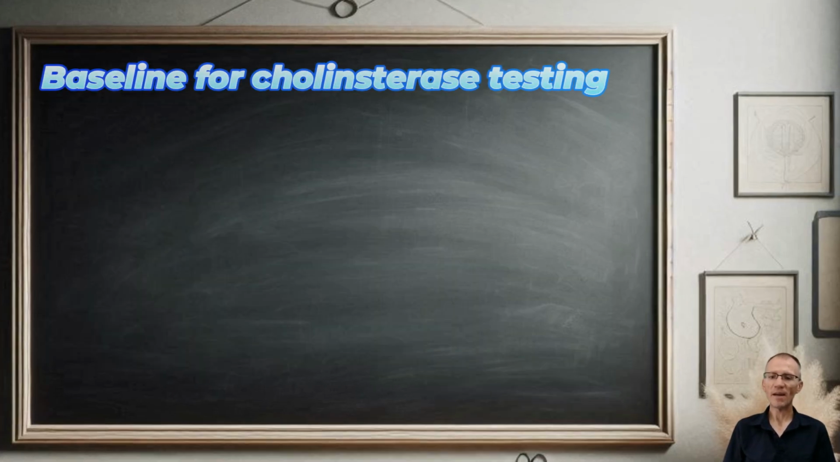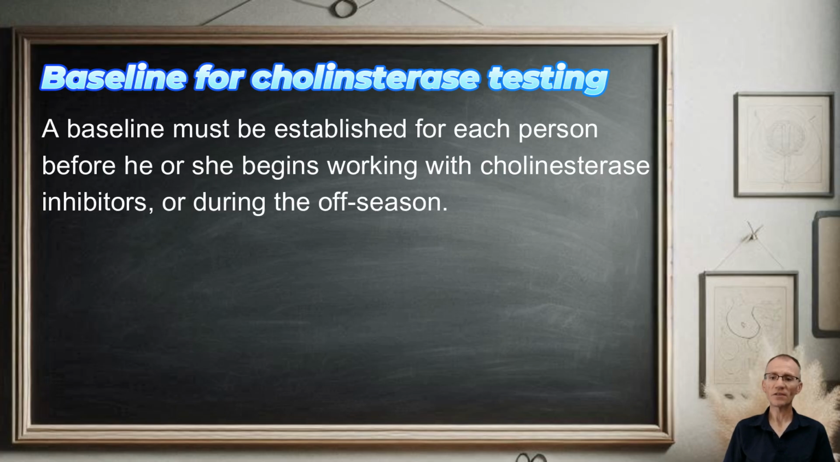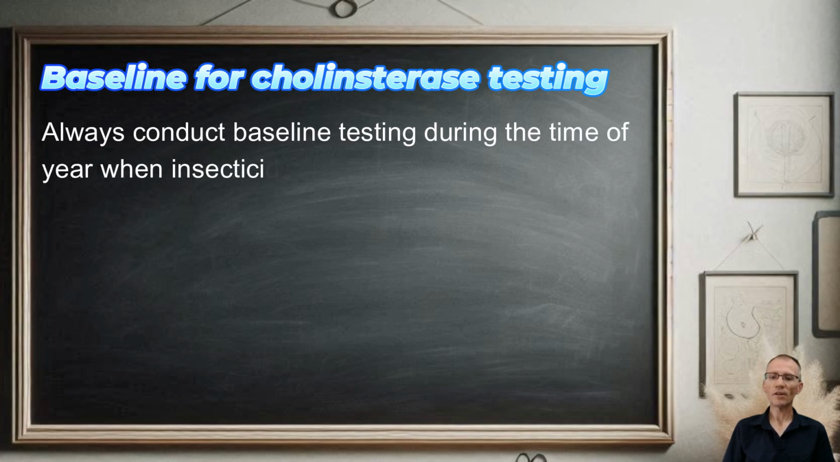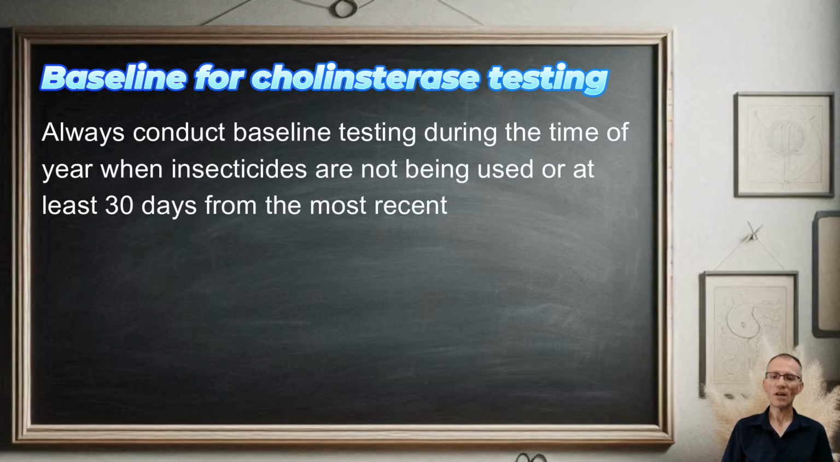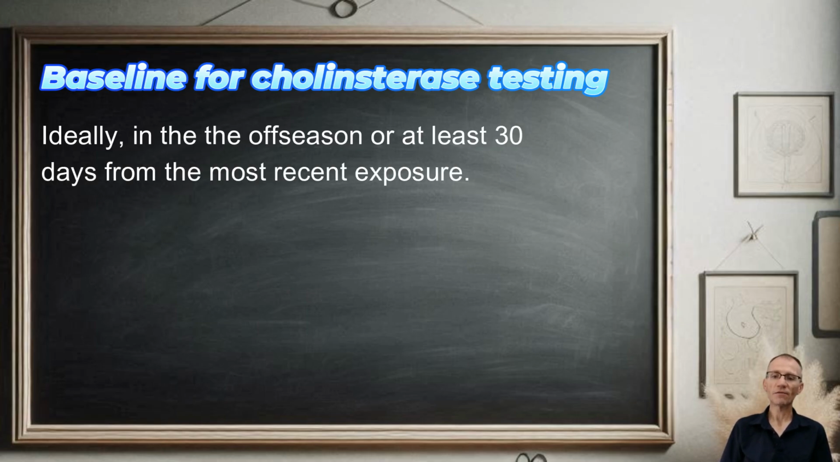When do you establish that baseline? This must be established for each person before he or she begins working with cholinesterase inhibitors or during the off-season. Another way of putting it is, you're always going to want to conduct a baseline test during the time of year when insecticides are not being used, or at least 30 days from the most recent exposure. So just keep that in mind when they ask about the baseline test. When do you conduct these? Ideally it's going to be in the off season, but at least 30 days from the most recent exposure. So 30 days from the last time somebody made an application with these organophosphate or carbamate insecticides.